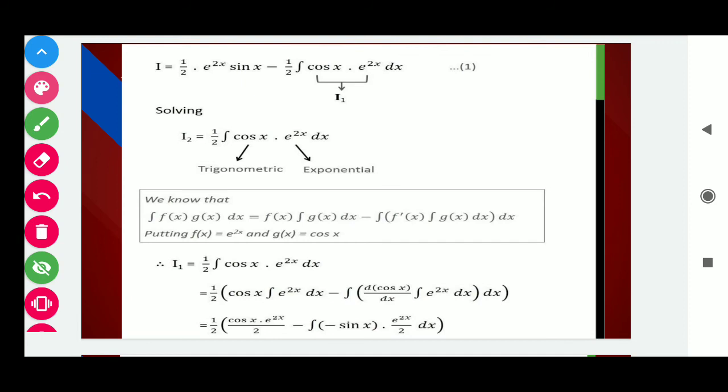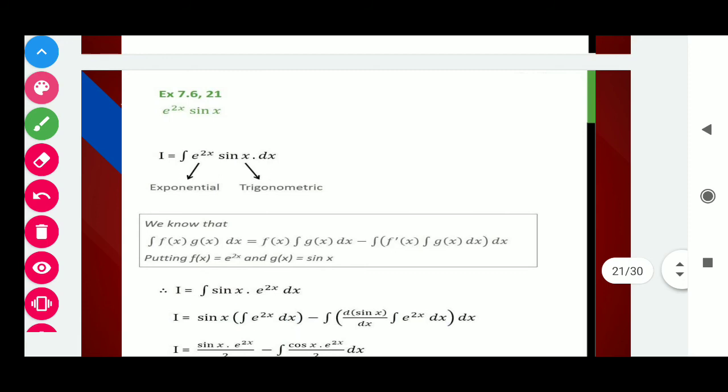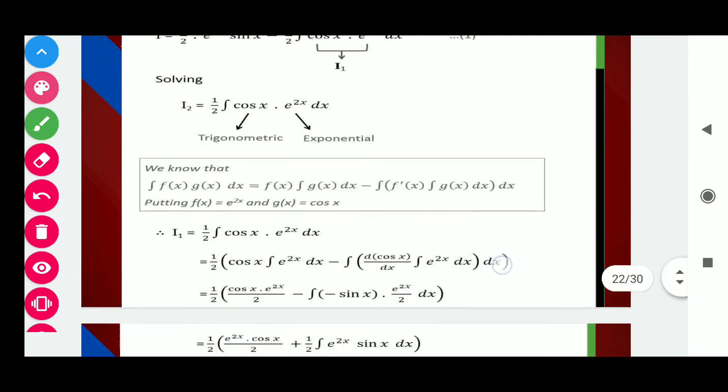cos x is the trigonometric function, e raised to power 2x is exponential. So we take the trigonometric function as u and exponential as v. So first function as it is, integration of e raised to power 2x remains as it is, and derivative of cos x, integration of e raised to power 2x, whole integration. So in this way we have integration as it is, derivative of power is 2 and derivative of cos x is minus sin x, integration of e raised to power 2x as it is, and derivative of 2 is 2. So in this way we get sin x e raised to power 2x over 2. And students, you can compare that we have the same type of question I, and again we get the same concept.